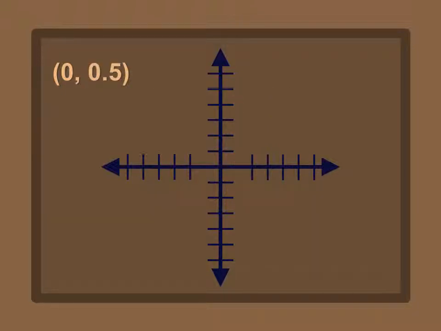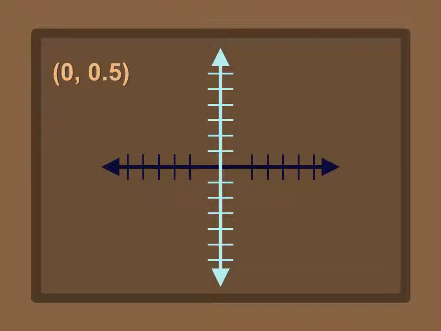This one here, go ahead and try that. And you should have gotten the y-axis. So 0 represents your x, which means that you're not moving left or right. And then 0.5 is your y, which means you're going to move up 0.5. So you are still on the y-axis.